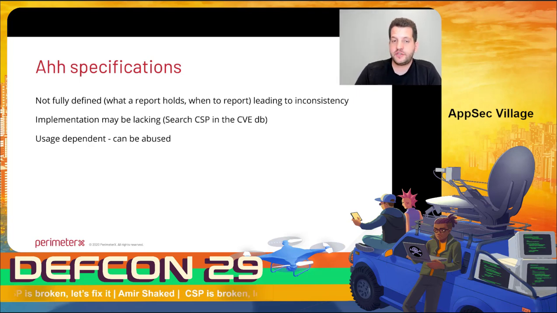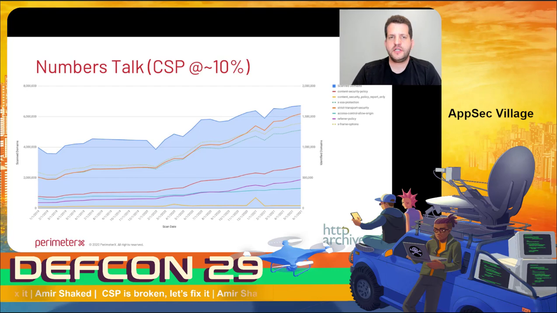The implementation itself may be lacking. Just search CSP in the CVE database and there are always items being found. And it's very usage dependent because it's policy based and that can be abused. And we're going to cover examples on all of these gaps in the specification. So let's start with numbers.